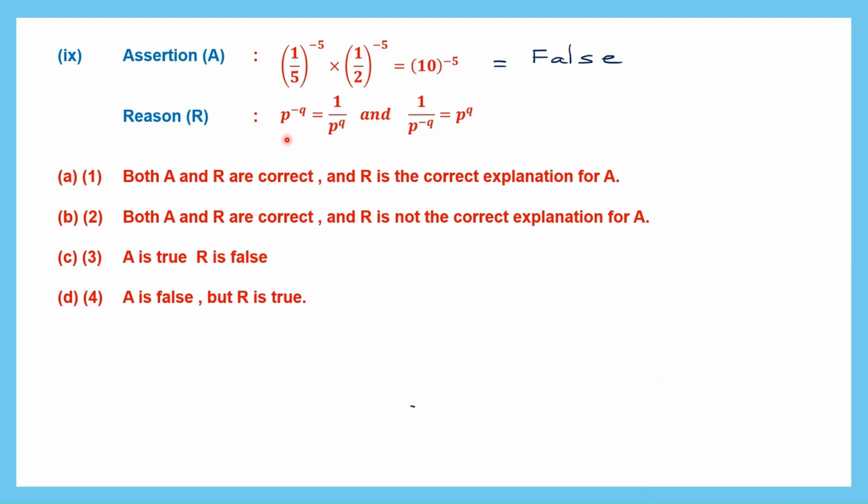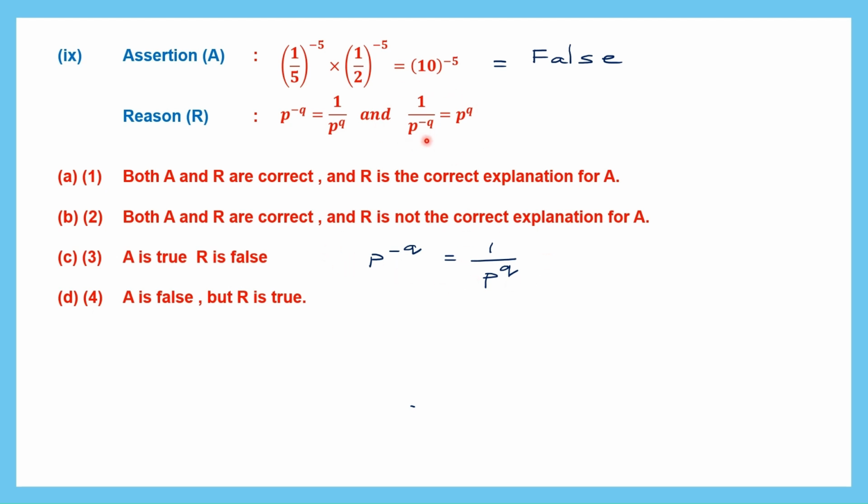So now let's analyze the reason. Now the first part of the reason says p raised to a negative power will be equal to the reciprocal, 1 by p raised to the positive power. So this is a property of exponents that if a base is raised to a negative power, it is equal to the reciprocal of that base raised to a positive power, positive exponent here. So this part is correct.